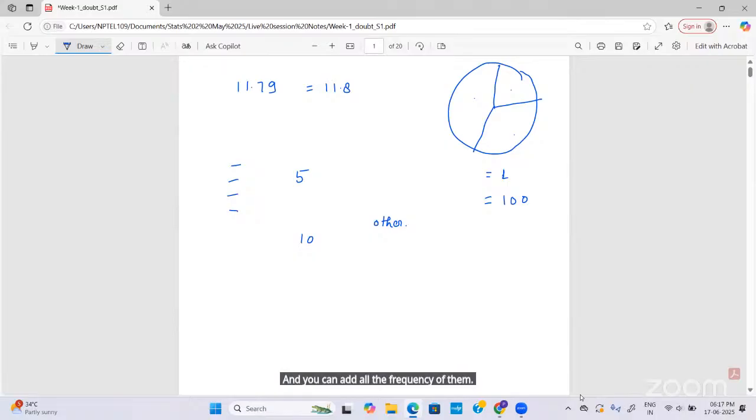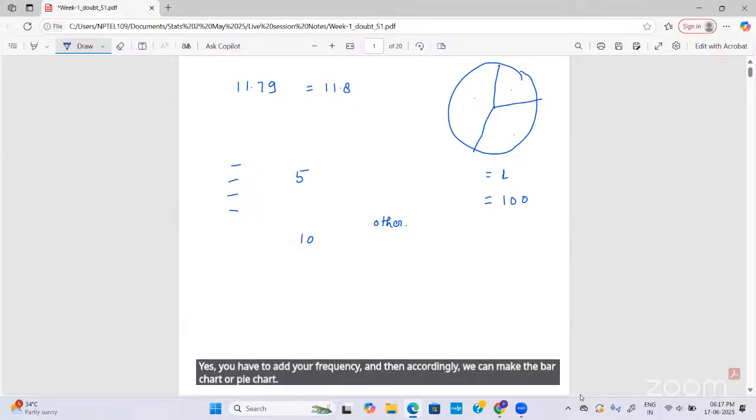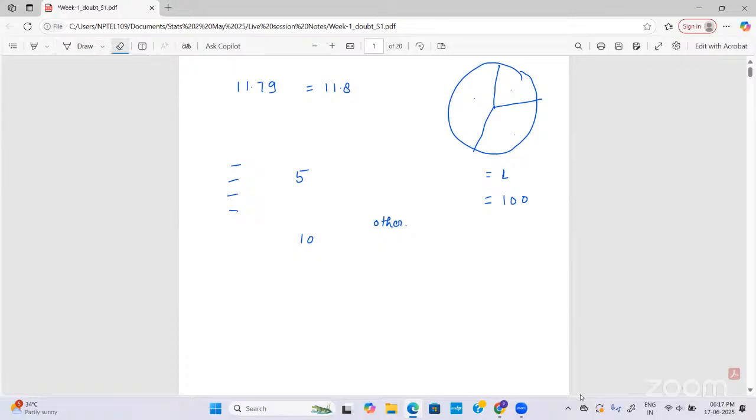Okay, ma'am. I was just confused what to do with those small bars. We just have to add them, right? Yes, we have to add their frequency, and then accordingly we can make the bar chart or pie chart. Okay, ma'am, thank you.